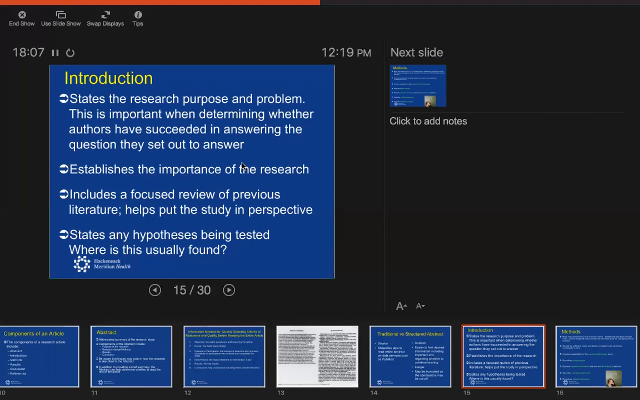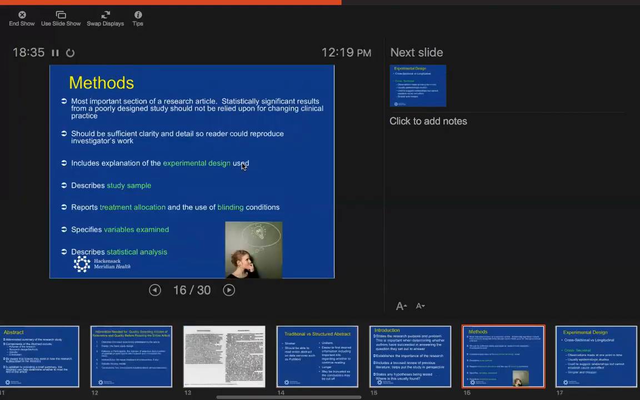They may say, therefore, we set out to look at such and such in such and such population. And where is that sentence usually found? The end of the introduction, right. It's usually towards the end of the introduction, after they give you the background as to why this is so important to be studying and what others have found. They usually say, therefore, we sought to do such and such.